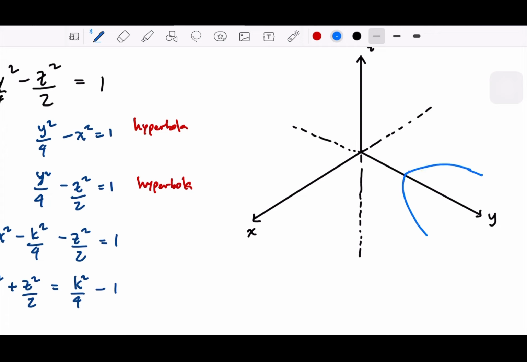Okay, now we trace the hyperbola. First y squared and x squared. So of course it's going to be a top-down hyperbola for y and x, and the other one, y and z. We also see the y, because it's the positive one, it will be the top-down.